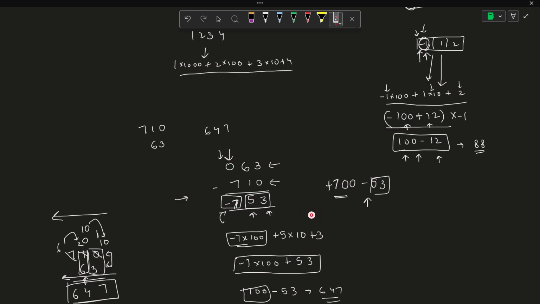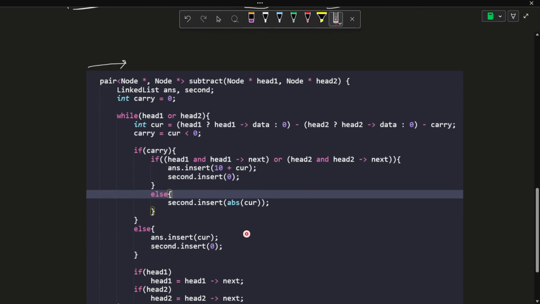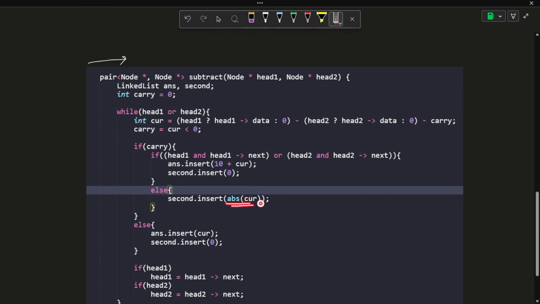I'm going to show you a dry run of this particular code when I finish explaining, so you don't need to worry about it, right? So I'll have 700 in the second linked list at the end. It is not going to be 700, since everything is reversed, it is actually going to be 007 like this. Now if I don't need a carry, I can just insert my current value, which is always going to be positive or 0, in my answer linked list, and insert a 0 in the second linked list.